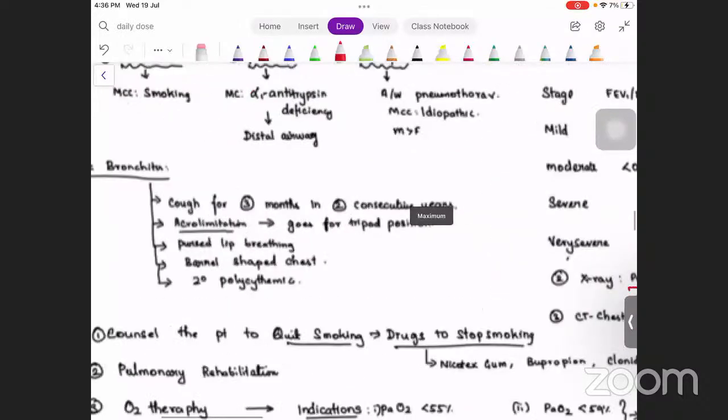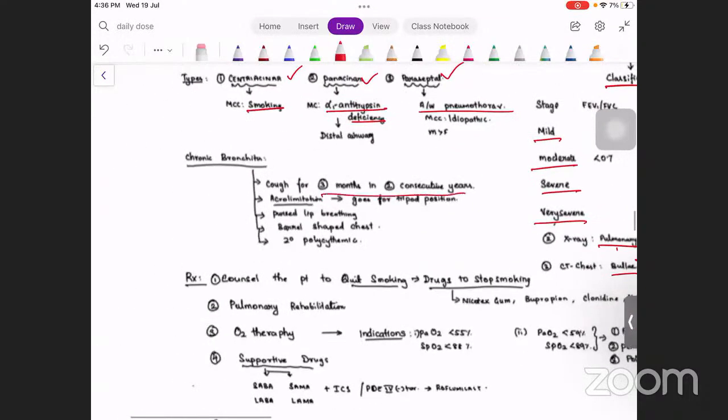Apart from that, chronic bronchitis: cough of more than 3 months in 2 consecutive years, and you have airflow limitation, which goes for the tripod position. One of the classical things we associate with chronic bronchitis is the tripod position, which is so-called airflow limitation. Apart from that, the patient may do pursed lip breathing, and a barrel shaped chest will be there, and you may see secondary polycythemia.